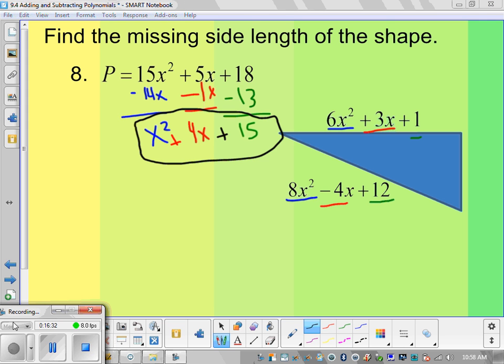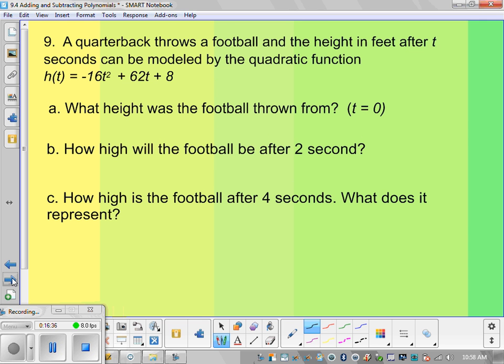All right, we have one more example where we're going to apply the polynomials to a real-life situation. A quarterback throws a football, and the height in feet after t seconds can be modeled with the following quadratic function. H of t is equal to negative 16t squared plus 62t plus 8. The first question says, what is the height when the football is thrown from t equals 0?